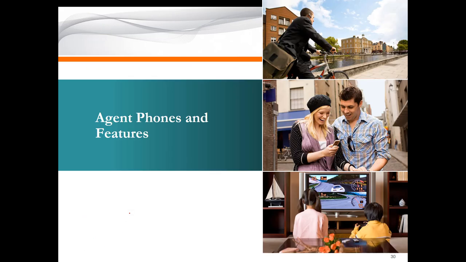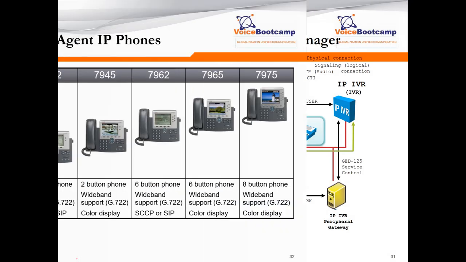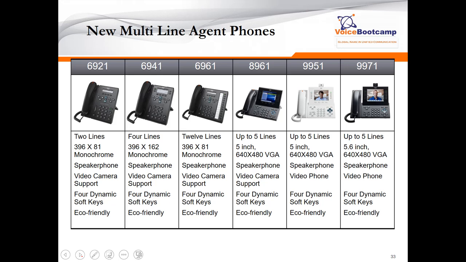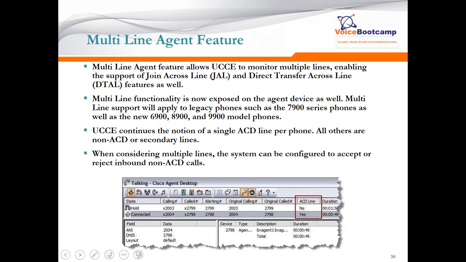Agent phone, pretty much all Cisco phones are supported. Most Cisco phones are supported for agents. Obviously, you have them starting from the entry level to the high end. You also have the new generation phones that have multi-line agent support. Multi-line agent support basically allows UCCE to monitor multiple lines and enables the join across line feature and the direct transfer across line feature as well.